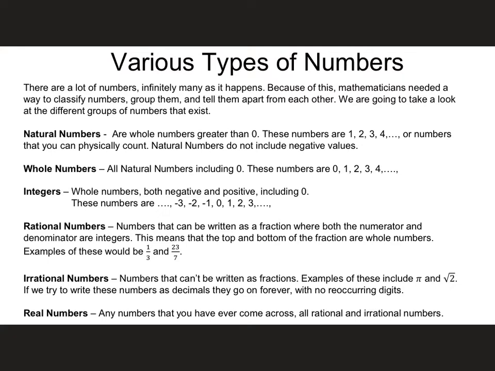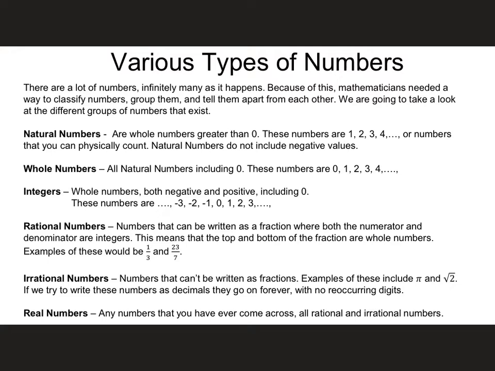In regards to integers, integers are whole numbers, but now we're going to include both negative and positive along with 0. So numbers such as -3, -2, -1, 0, 1, 2, 3 are all considered integers. Rational numbers are numbers that can be written as a fraction, where both the numerator and denominator are integers. This means that the top and the bottom of the fraction are whole numbers. Examples of these would be 1/3 and 23/7.